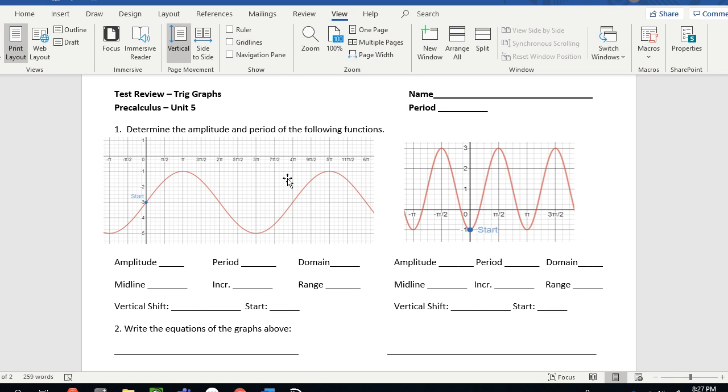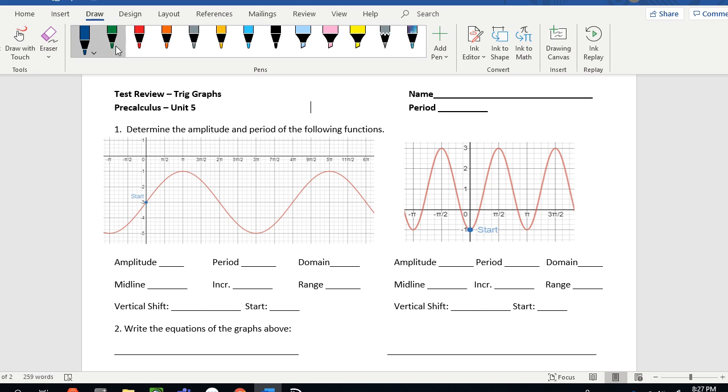All right, guys. So what I thought I would do is make a key for you. So I'm going to go ahead and start by just working through this. So let's start with number one on the review. Number one, we have amplitude.